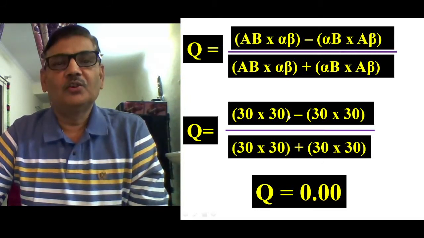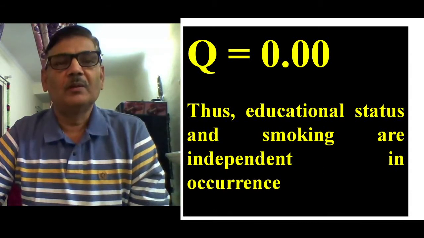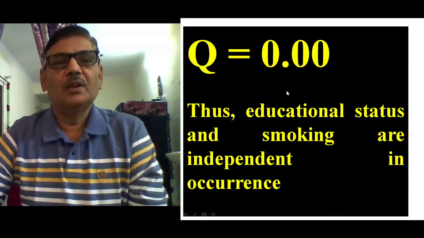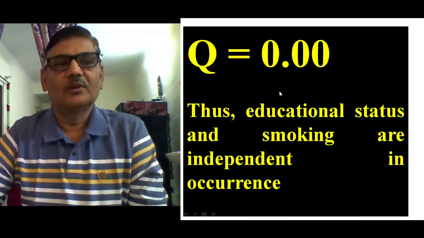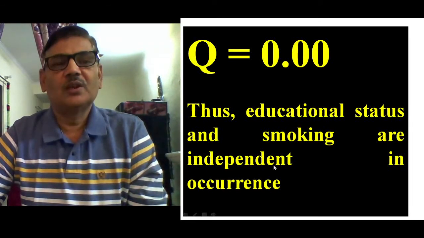Now the numerator value will come 0, and divided by this denominator, any value, it will give Q value as 0. So here we are getting Q value as 0. It means there is no association between smoking and educational status. So here the educational status and smoking are independent in occurrence.